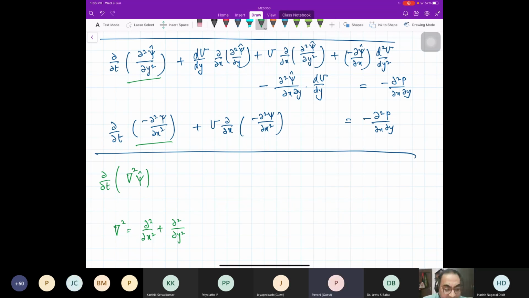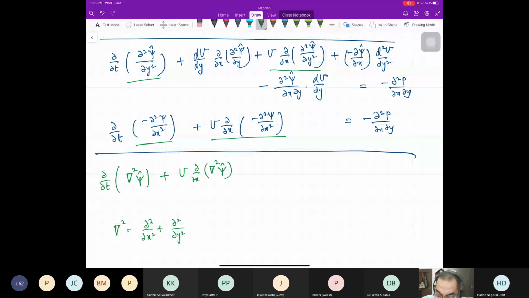Somebody turned on their audio, it's quite loud. Okay, next one, I'll combine the u terms. You see this here, del by del x and del by del x. U del by del x is common. If I combine them, I have u times del by del x of del square of psi hat. I have those two. What else can I write down?